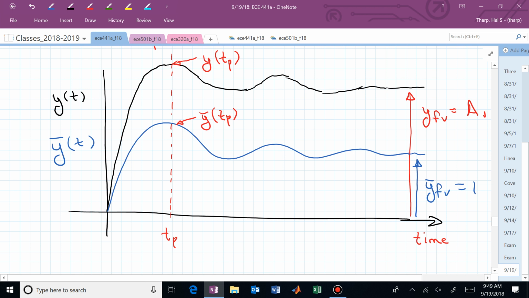That's our connection. Then the final relationship is just to use that expression for the final value of y and set it equal to a sub 1. We can measure a sub 1. We know everything else in the formula except for alpha, and we can solve for alpha.